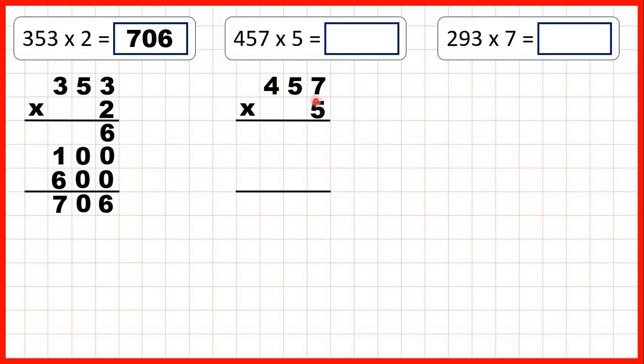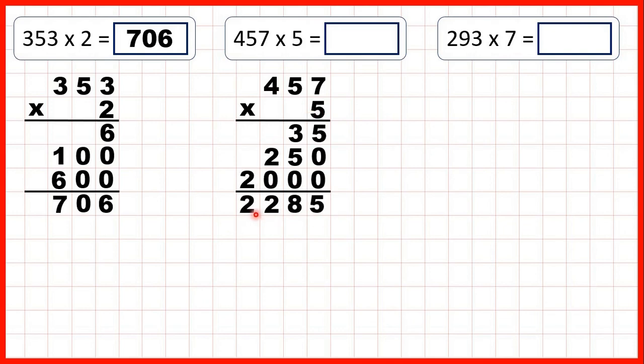So now let's try 457 times 5. For our first answer line, we need to multiply our ones digit, and 7 times 5 is 35. Now we can write a 0 on the end of our second answer line, so in our ones, because we're going to multiply our tens digit, and 5 times 5 is 25. Now remember, for our third answer line, we need 2 zeros in our tens and our ones, because we're multiplying by the 4 that's in our hundreds. 4 times 5 is 20, so now if we add up our answer lines, we get 2,285.